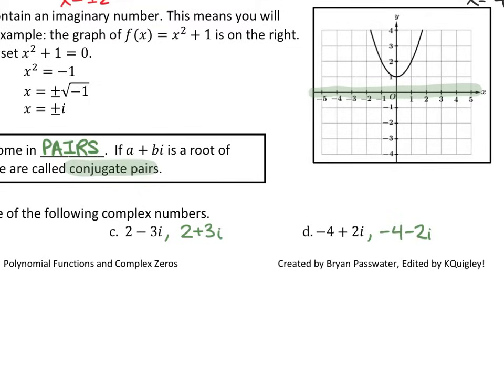If you ever get a complex number as a root or a 0, it has to have its other pair included.